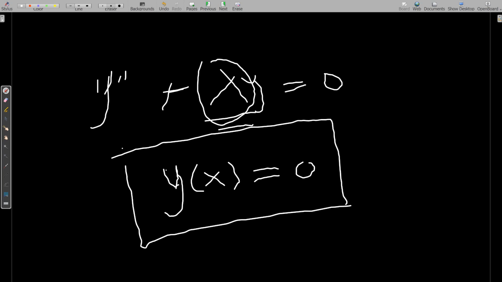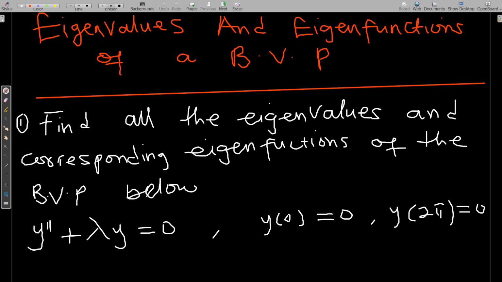I hope you get my point. The eigenvalues are related to this lambda here, and the eigenfunctions are the corresponding function for each lambda. So let's say if I have lambda 1 equals 2, and after solving I get a solution for this function, then that function will be the eigenfunction for the eigenvalue 2. I hope you get the point. Alright, so let's go back and start.